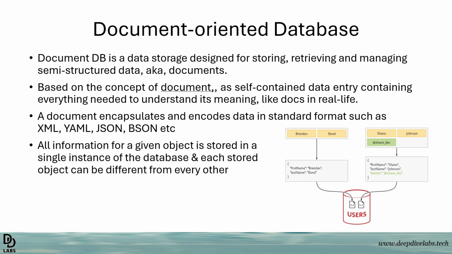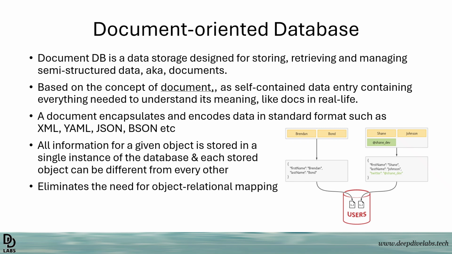So let's take a look at an example here, right? Let's say you're storing your user information. So you have Brendan and Sean, right? For Brendan, the first name and last name are there. Whereas for Sean Johnson, we also have the Twitter handle, right? So you see that each is in JSON format, but because it is semi-structured data, there could be a slightly different set of attributes for different objects, right? So each object can be different from each other, right?